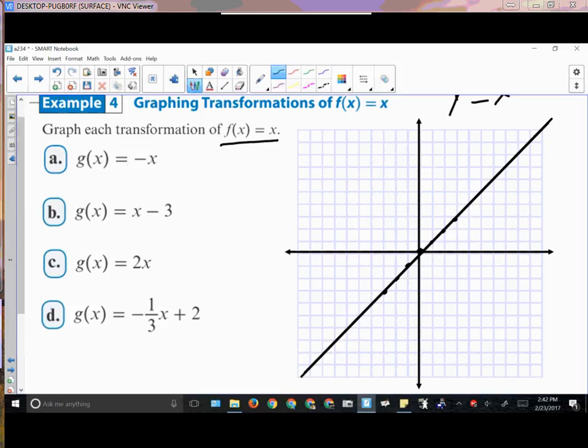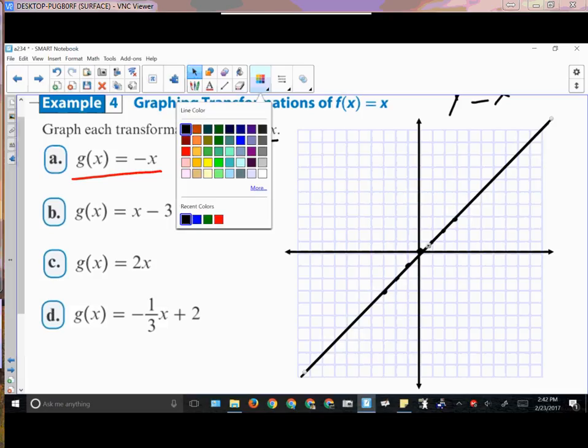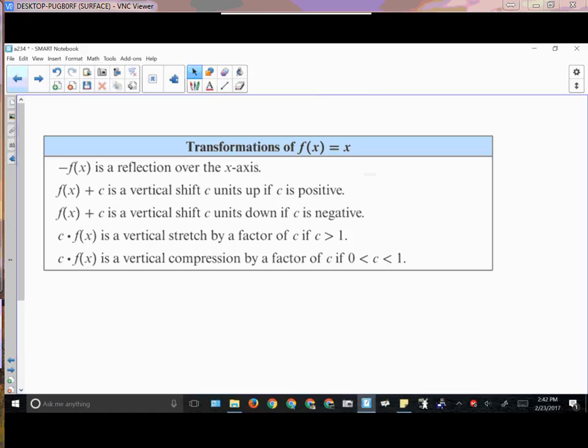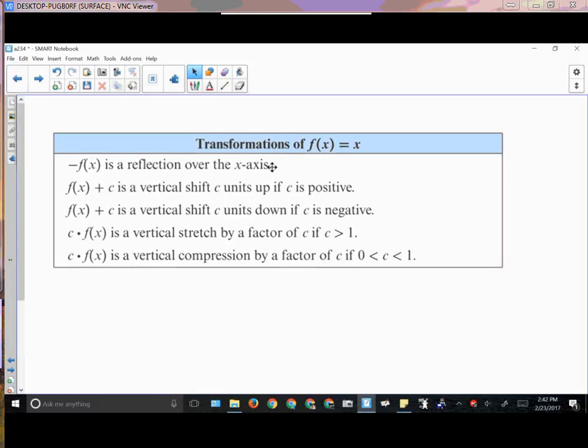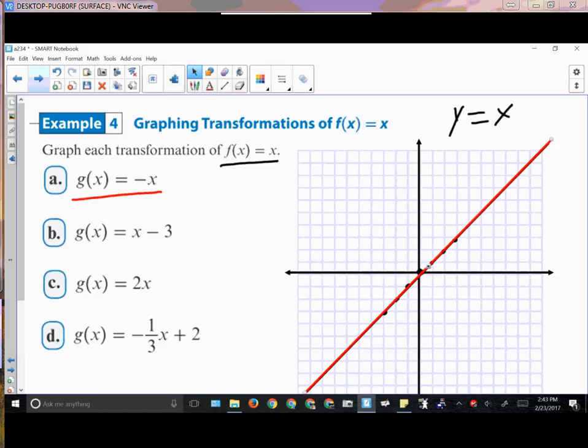Now what I want to do here, we'll start this one off with the red. Y is equal to negative x. What is it that the translation tells us should happen to it? What should it do? If I've got a negative in front of it, it's supposed to do what to it? Reflect over the x-axis. So that means whatever I should see on top, I should see on the bottom.